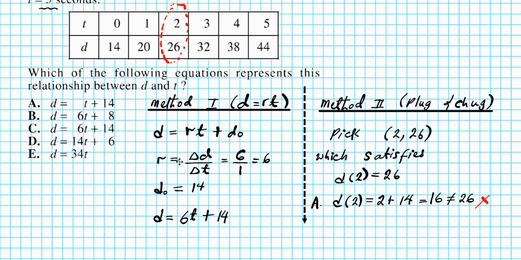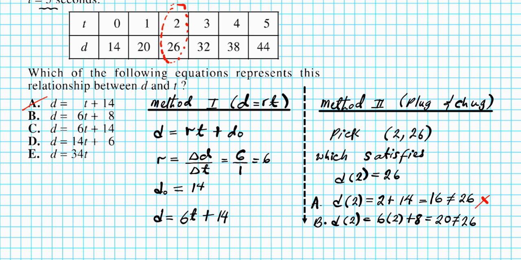So what does that tell us? Option A is not the correct answer. Let's proceed to the next one, option B. What does d of 2 using that second function yield? d of 2 for option B is 6 times t, which is 2, plus 8. 6 times 2 is 12, plus 8 is 20. That is not equal to 26. Remember, we're looking for what is equal to 26.